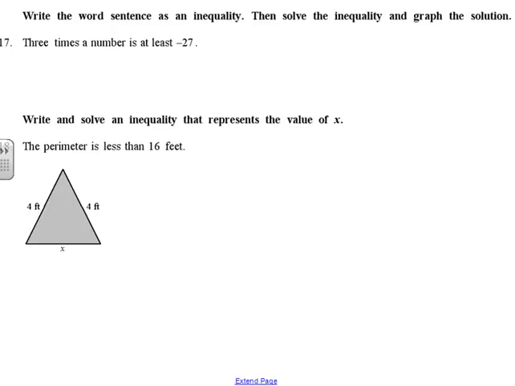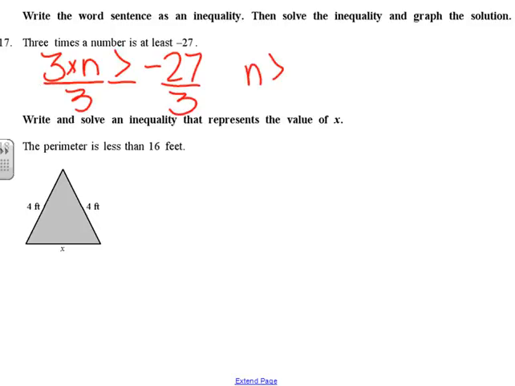All right, number 17, we're going to translate the word statement into an inequality. So we have 3 times a number is at least, and at least means it could be larger than negative 27. It can't be smaller than negative 27. It could be exactly negative 27. So greater than or equal to negative 27, and then we're going to solve it. Divide by 3, we get n is greater than or equal to negative 9. So closed circle, ray goes to the right.